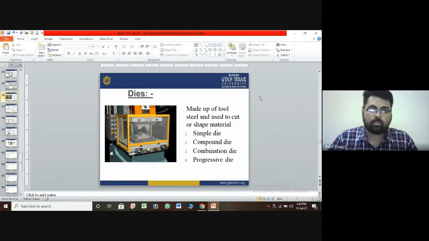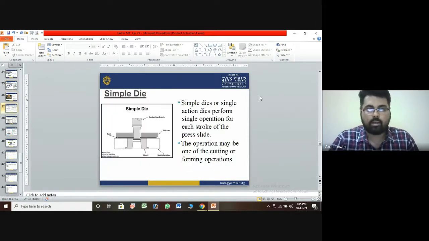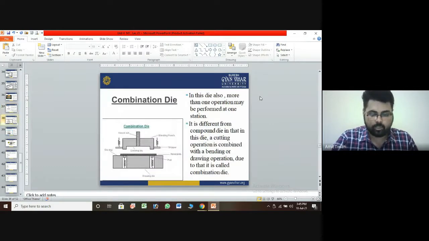Dies also provide for the same. These are simple dies. Combination dies you can also discuss in the same way. A combination die is a die where more than one operation may be performed in one session.